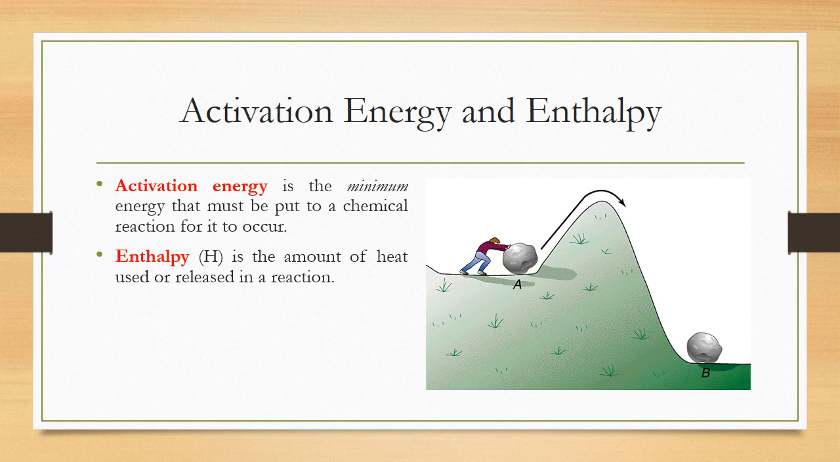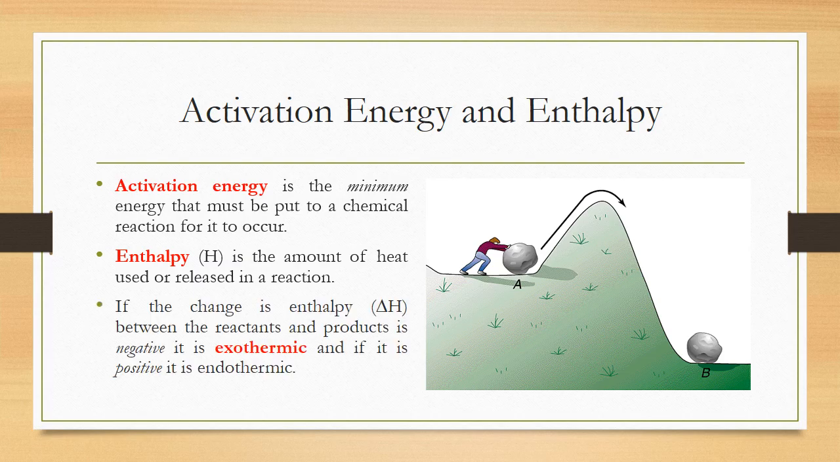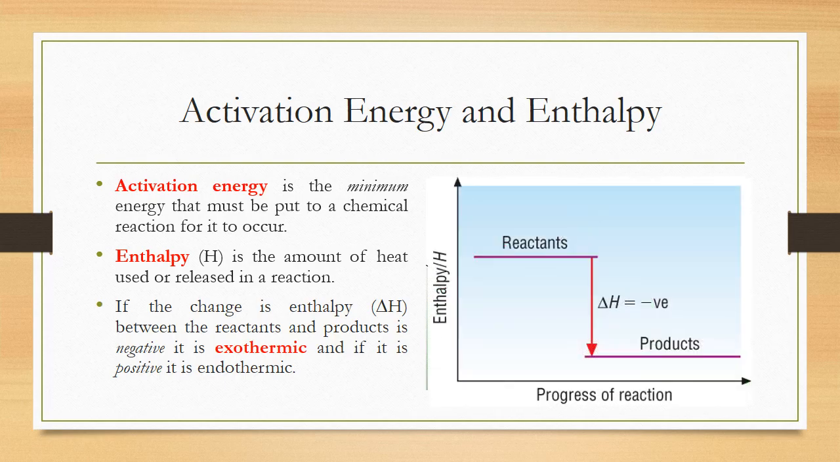Enthalpy is the amount of heat used or released in a reaction, and if the change of enthalpy, delta H, between the reactants and the products is negative, it is exothermic, and if it is positive, it is endothermic. And that's the example there.